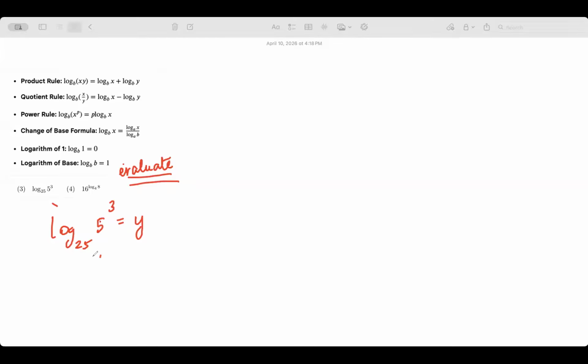So here, what happens here? I'm going to equate it to y. How do I write it in exponential form? Base is the same. 5 power of 2y, 5 squared to the power y, will be equal to 5 cubed. That tells me 2y will be equal to 3. y equals 3 by 2.